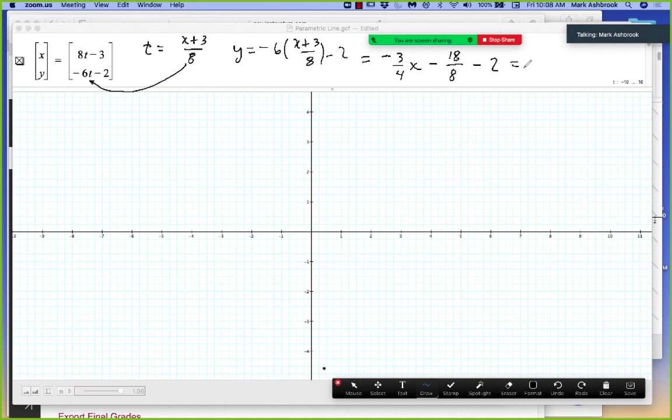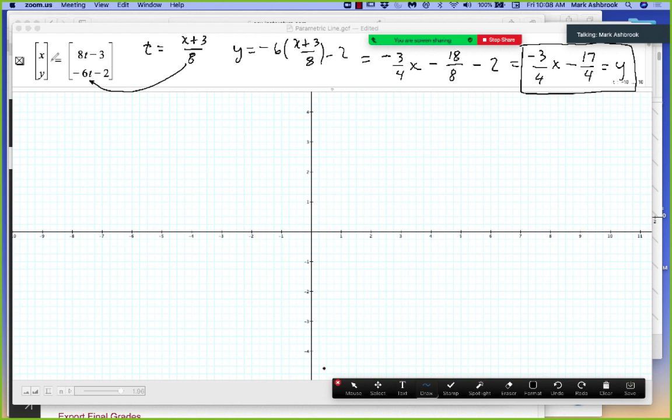So simplifying this, I get negative 3/4 x. And this looks like, what is this? This is negative 16 eighths, so we get negative 34 eighths, and is that 17 fourths? Check my math. Yeah. Okay, so we got y equals negative 3/4 x minus 17 fourths. Is y a function of x? Yes. And what kind of function?